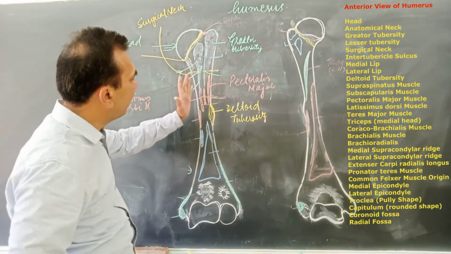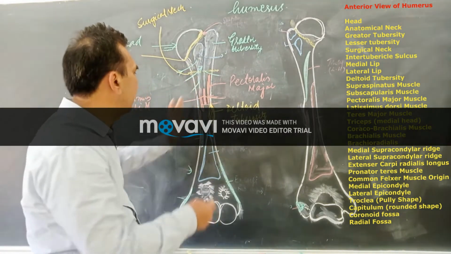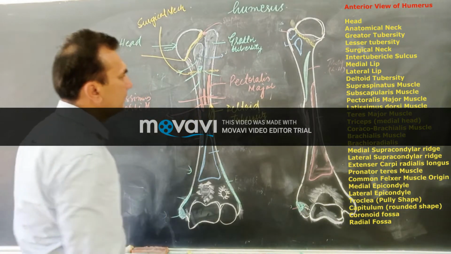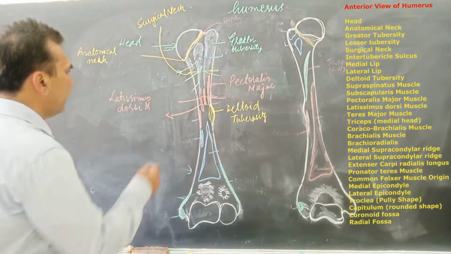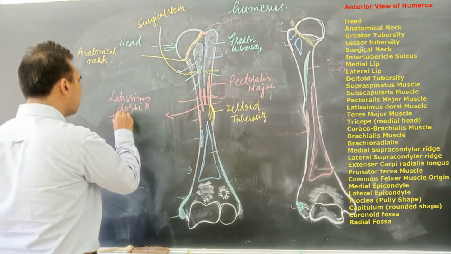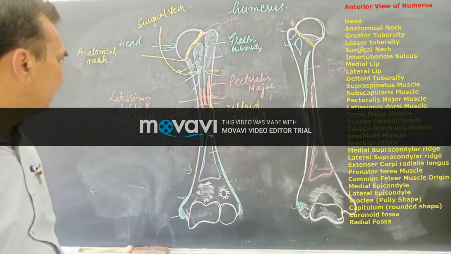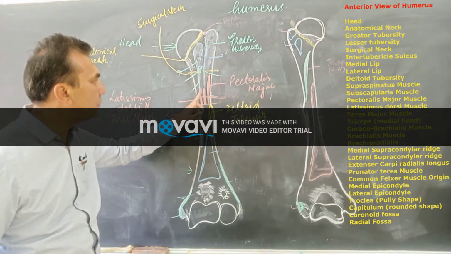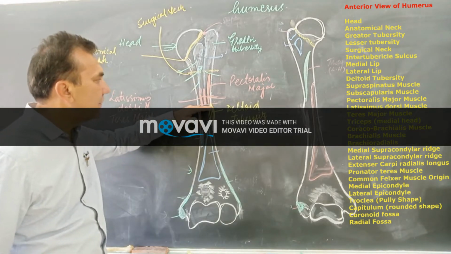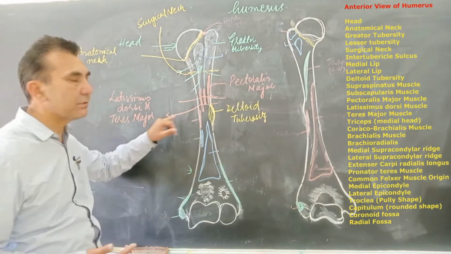Now the medial intertubercular sulcus line goes downward, and when it reaches the shaft, it makes another surface area, and this line is for the attachment of the teres major muscle. The medial intertubercular sulcus line goes downward and reaches the middle of the shaft. This is the attachment for the teres major muscle.